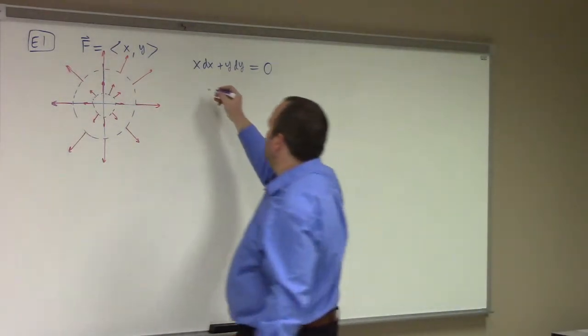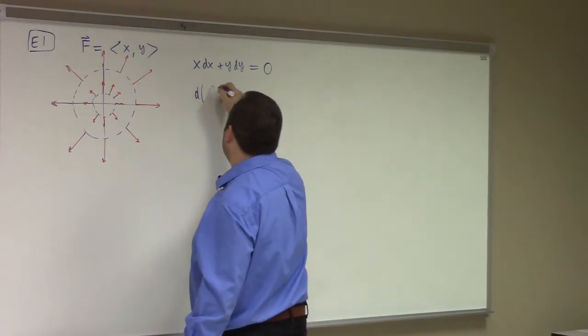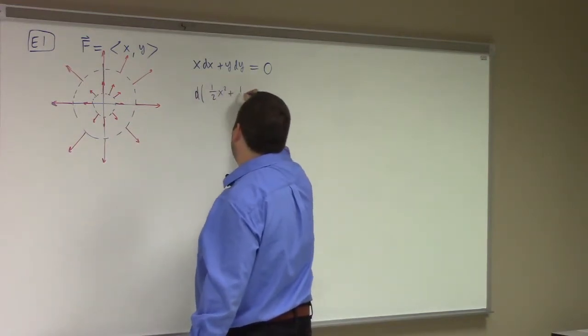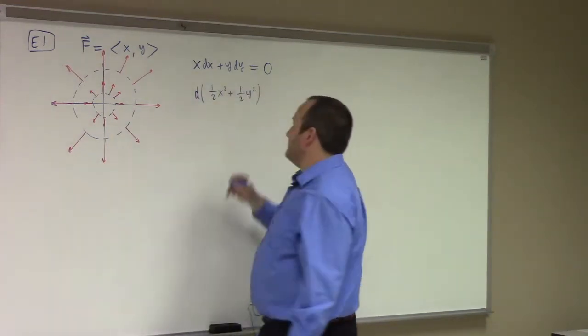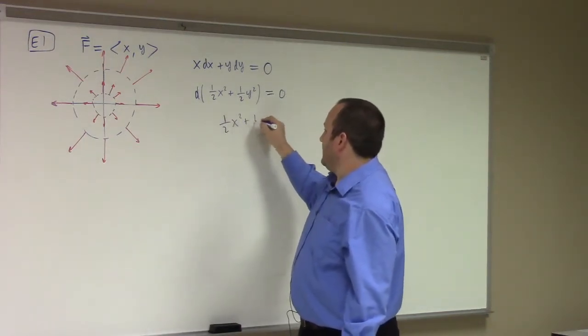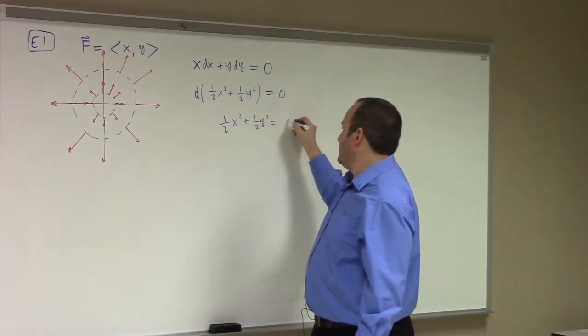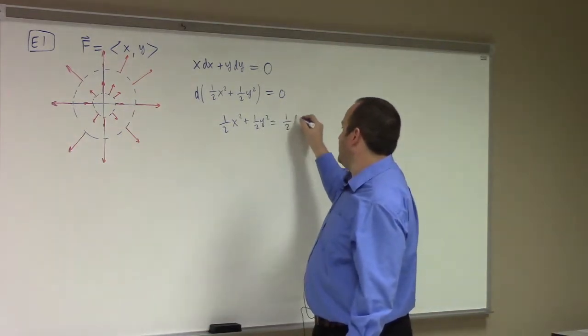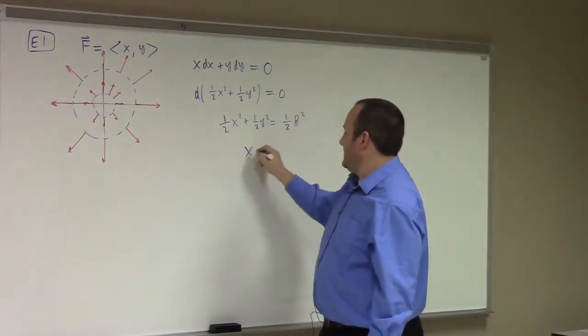And in fact, that's pretty easy to see because this is exactly the differential of 1/2 x squared plus 1/2 y squared. So the solution is 1/2 x squared plus 1/2 y squared equals a constant. I say that constant is 1/2 r squared because then I get to write this.